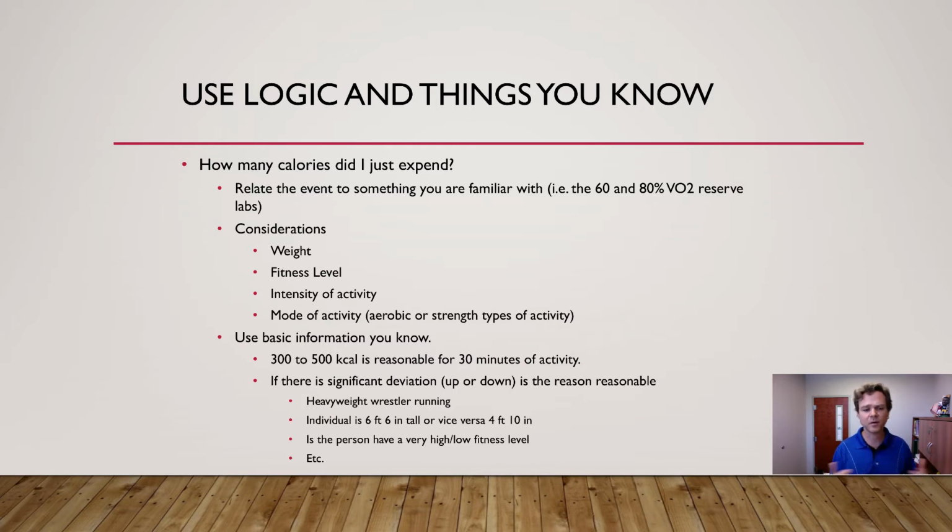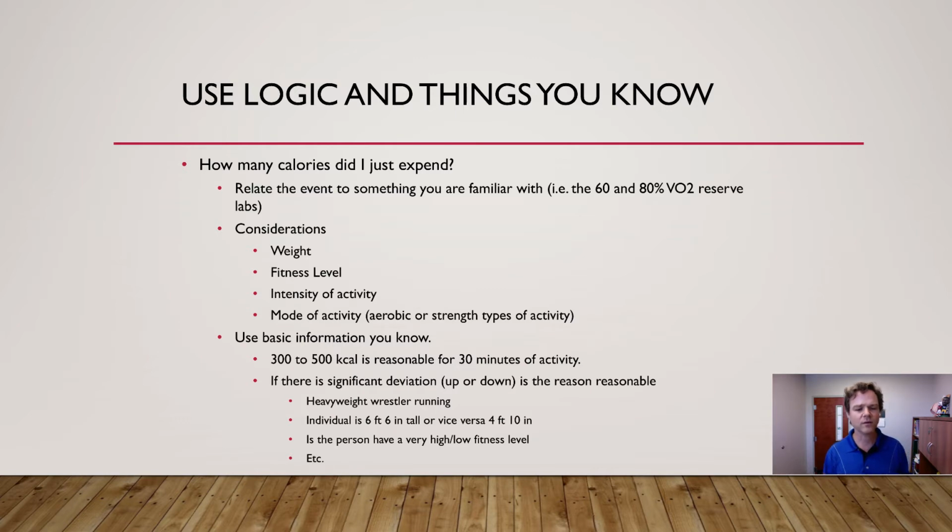It might not be perfect, but it should at least be in the ballpark and give people an idea of what the values are. So, 300 to 500 is a reasonable number for 30 minutes of activity. Significant deviation up or down.